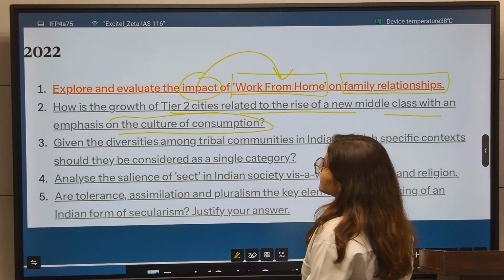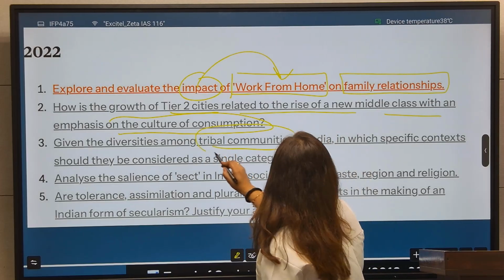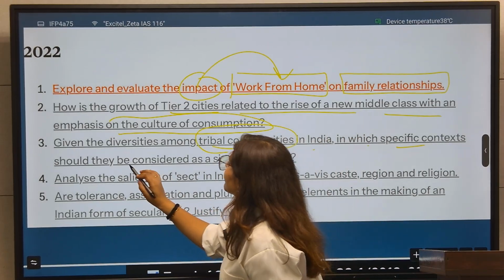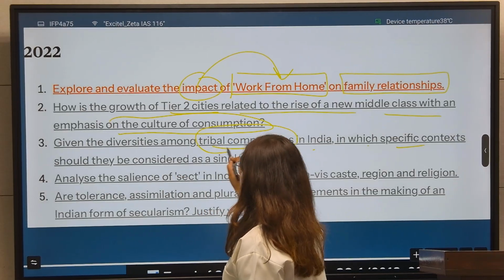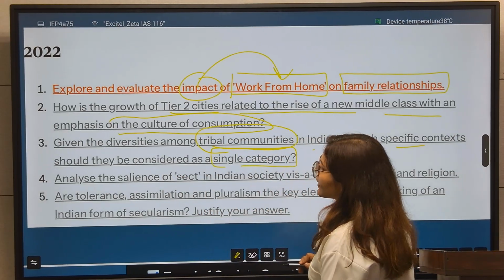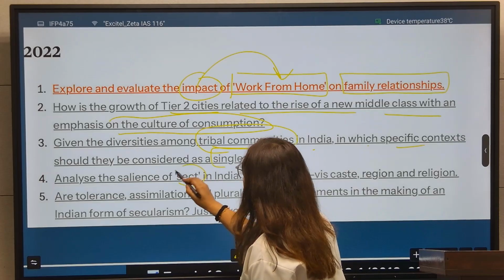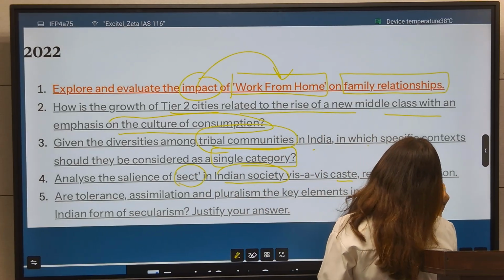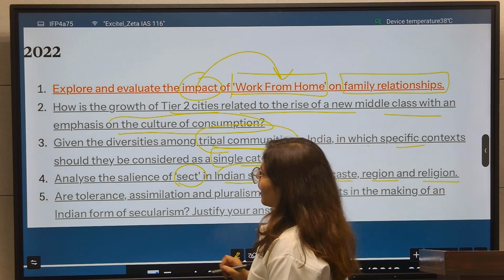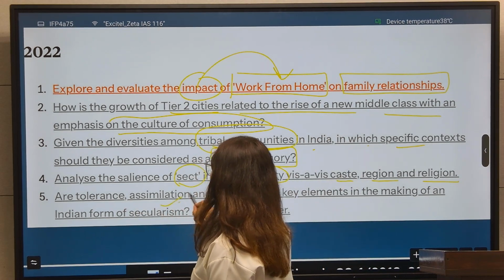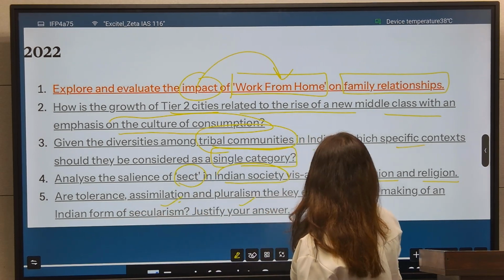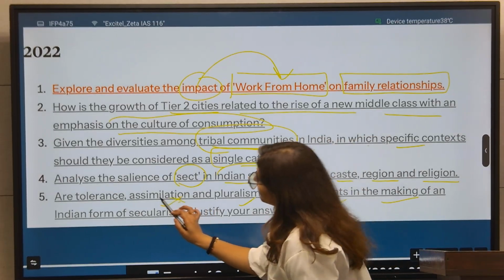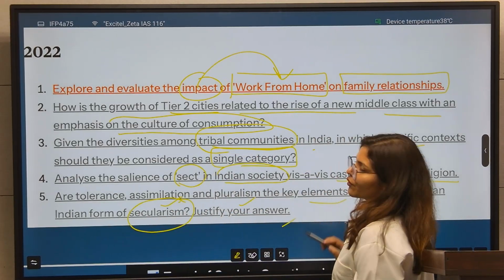Given the diversities among tribal communities in India, in which specific context should they be considered as a single category? Analyze the salience of sect in Indian society vis-a-vis caste, region and religion. Are tolerance, assimilation and pluralism the key elements in the making of an Indian form of secularism? Justify your answer.